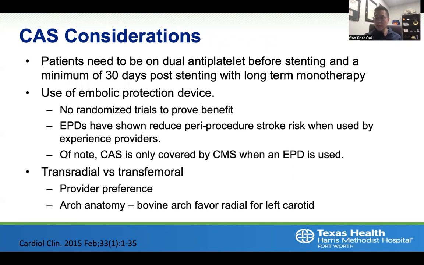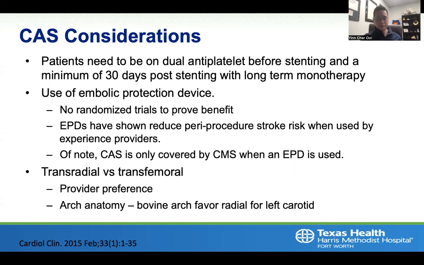So you really need to select the right patients who will be able to take their medications reliably. While the use of embolic protection devices is largely considered standard of care at this point in time, it's important to note that there are no large randomized trials to prove their benefit. There are, however, a series of studies that have shown that EPDs do reduce periprocedural stroke risk when used by experienced providers.